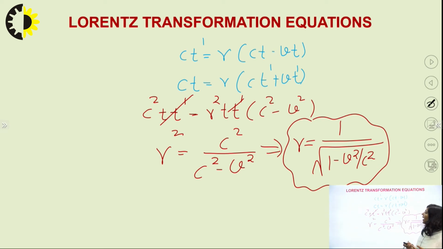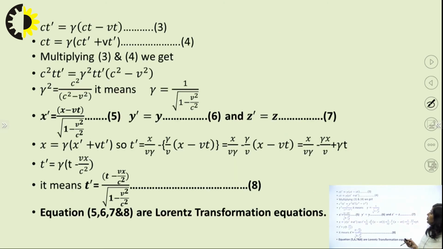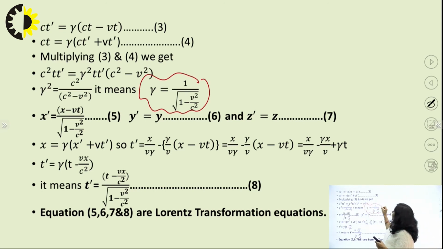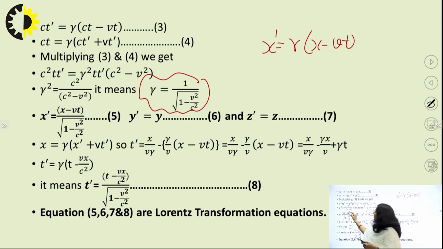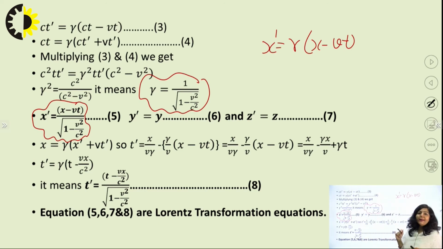Just substitute the value of gamma and you have your transformation equation. As we have already solved this, we have gamma as 1 upon root 1 minus v square upon c square. And we know that our x dash was equal to gamma into x minus vt. So we have substituted the value of gamma here, and after substitution, we get our transformation equation along the x-axis, and that equation is x dash equals x minus vt upon root 1 minus v square upon c square. That is the transformation equation along the direction of motion.